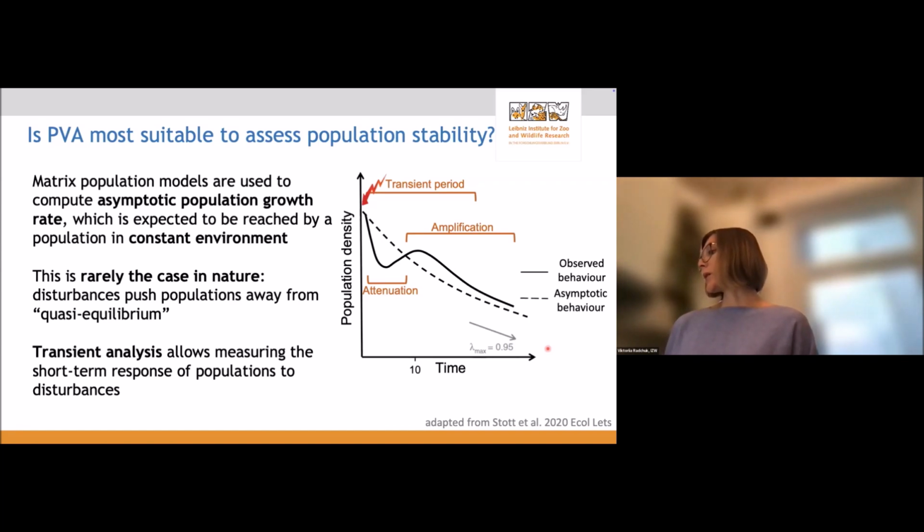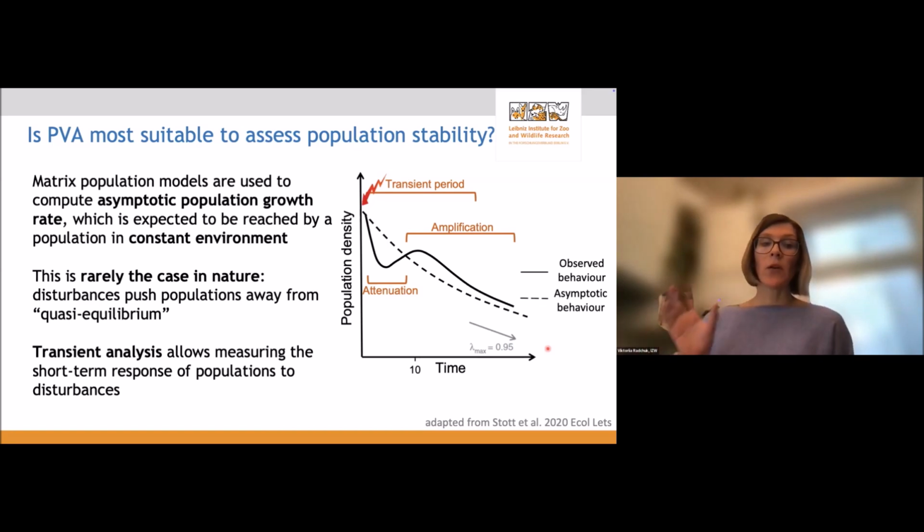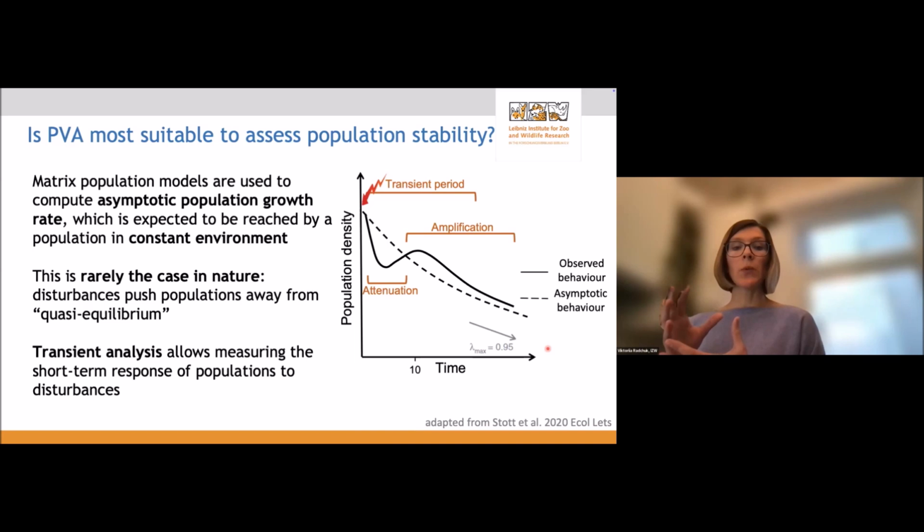So at a certain point in time, you can see here that the solid line that shows the observed behavior will be parallel to the dashed line, which means that the growth rate of the observed, disturbed population will reach the one that is expected under asymptotic behavior. And that's where the transient period ends.